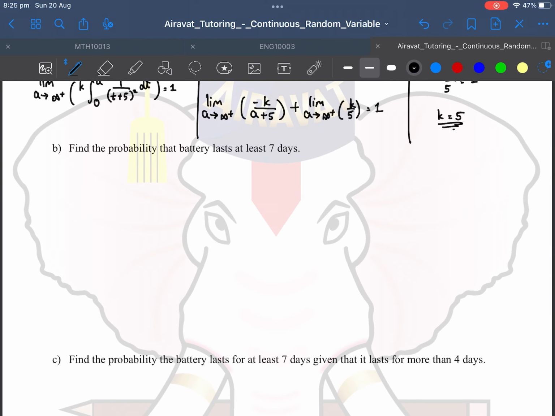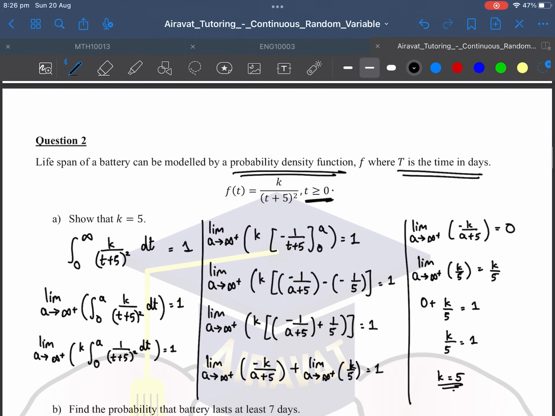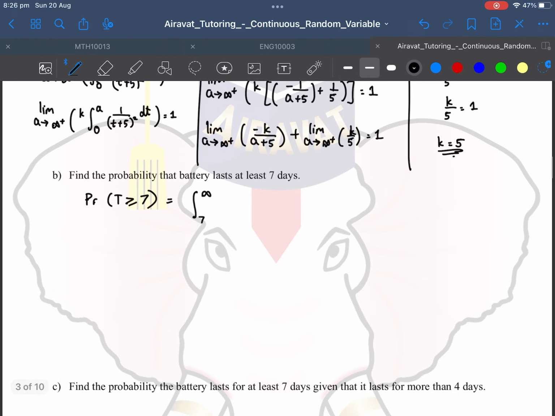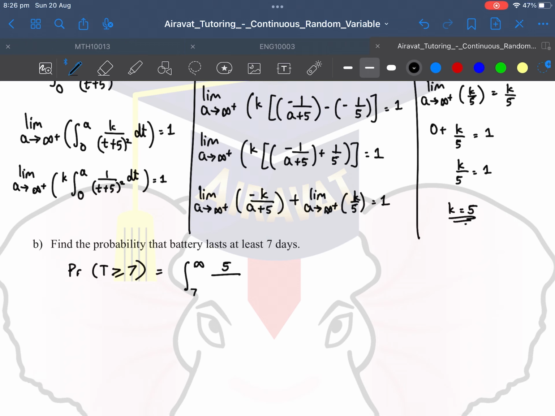Find the probability that the battery lasts at least 7 days. At least 7 days, meaning that they want the probability of t is greater than or equal to 7. So how do we form our integral? Our terminals are going to be what? 7 to infinity. Why is that infinity? Because we are just given the domain that t is greater than or equal to 0, and there is no endpoint. So one endpoint is 0, and it just keeps going on, so infinity. So our terminals go from 7 to infinity, and we know the value of k, so 5 over (t plus 5) whole squared dt.